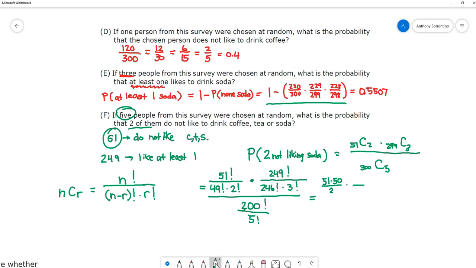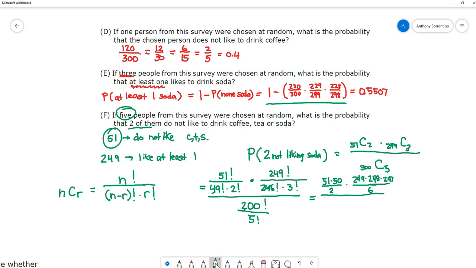Same thing with the 249 factorial and the 246 factorial. 249 factorial would be basically 249 times 248 times 247 and then times 246 all the way down. Well, that 246 all the way down is 246 factorial. So this would have 249 times 248 times 247. 3 factorial, and that would cancel out the 246 down here. 3 factorial is just 6.